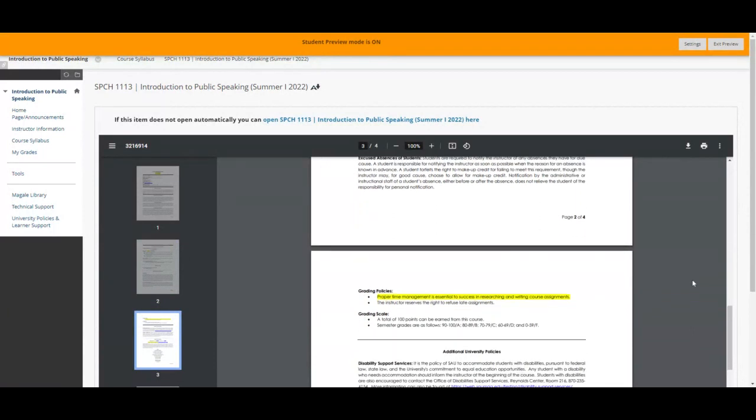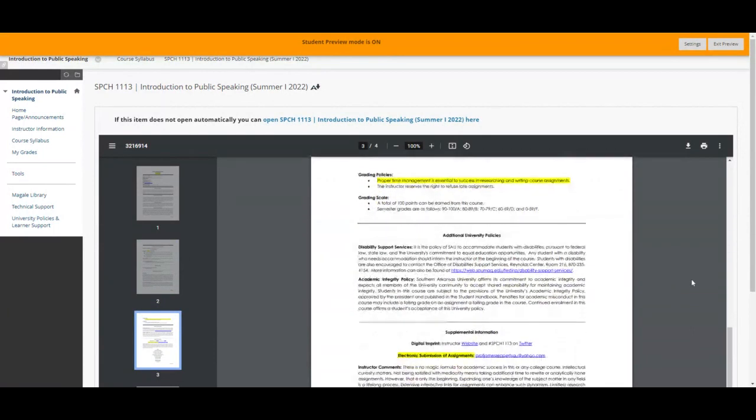In terms of the grading policies, proper time management is essential to success in researching and writing course assignments. Please make certain that you understand that with a class being roughly about 17 people, all of you are going to be giving presentations on the same day, whether it be on day 1 or day 2. In this case, for the demonstrative speeches, it will be Thursday and Friday of next week.